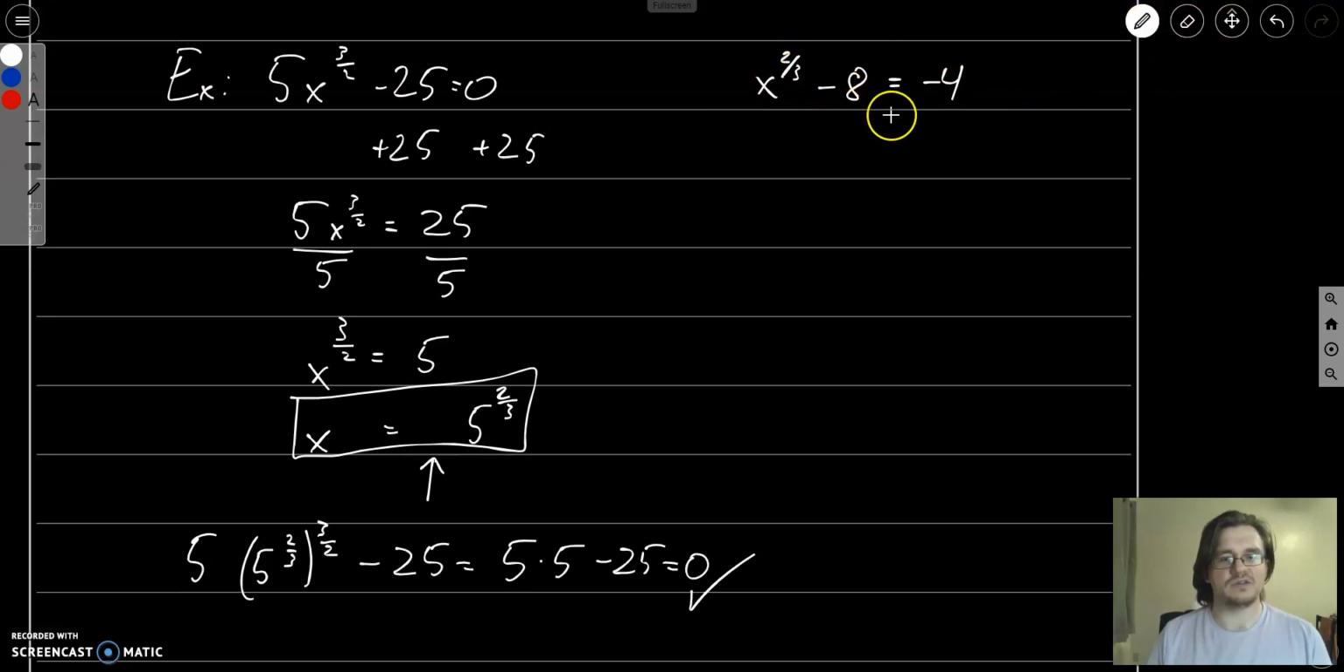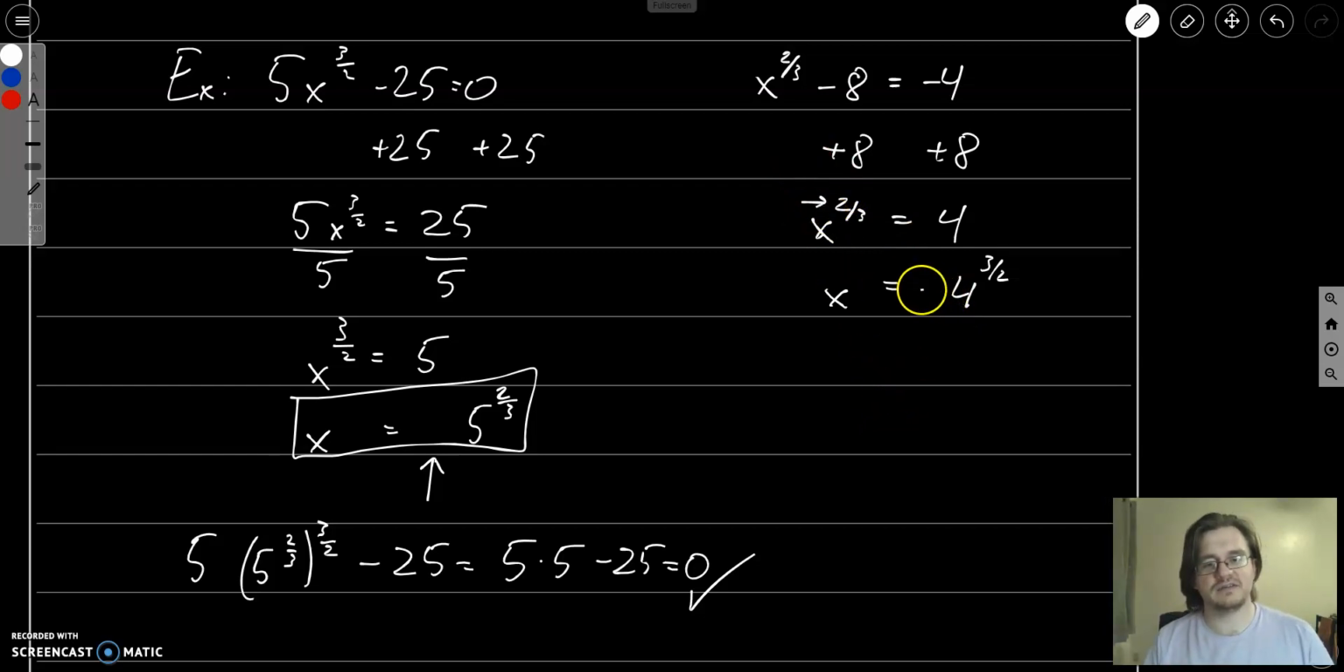I have x to the 2/3 minus 8 is equal to negative 4. So I will add 8 to both sides to get x to the 2/3 by itself. Negative 4 plus 8, this is going to be 4. And now I will take both sides and raise them to the 3/2 power. So I'll take 4 and raise that to the 3/2 power. Now again, I need to look at my exponent, look at what's on top, and I go, aha, it's even. Got to add the plus or minus sign.